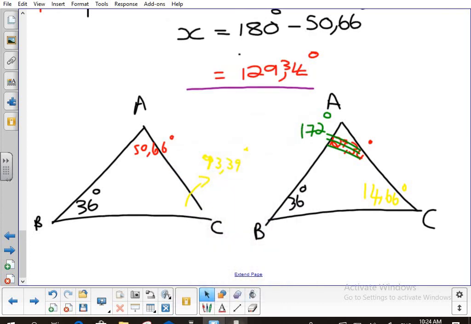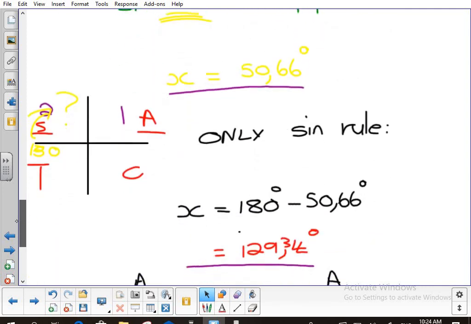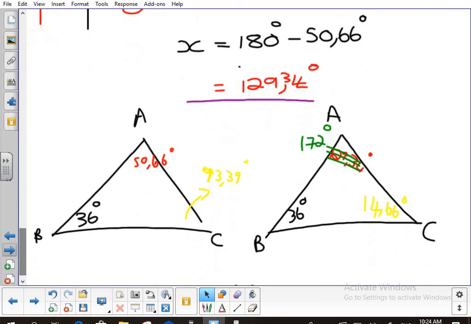So grade 11s, be careful. Be on the lookout. What do I need to remember? When working with sin rule and angles, I can get two options. Just make sure the second option is a workable option in the example that you have.